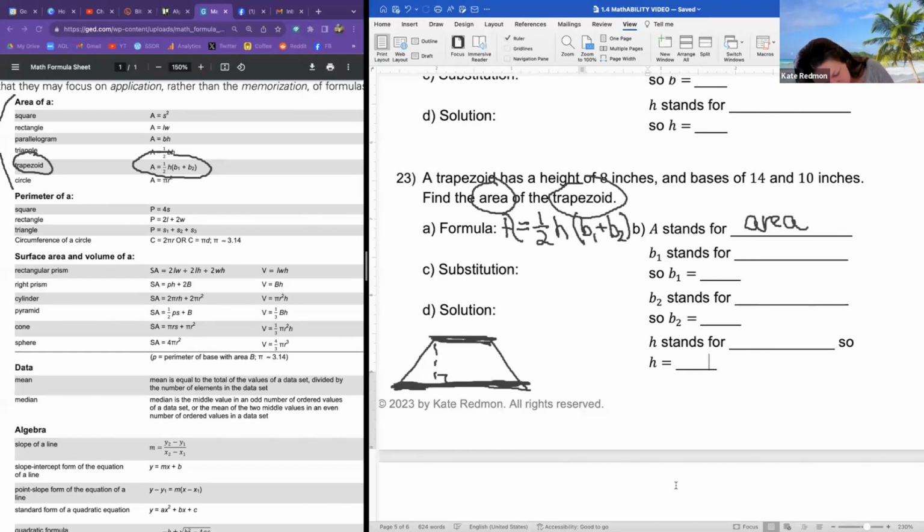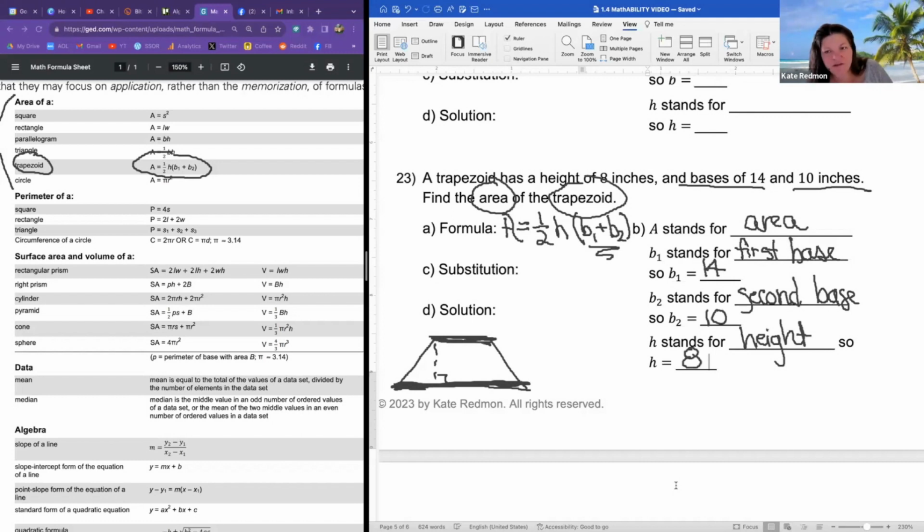So B stands for first base, or you could put base 1. And we can see we have these bases of 14 and 10 inches, and valid question, which one's first base? And great answer, it doesn't matter, right? We're just going to add them together, and it doesn't matter what order you add in. I will just use the first one, makes the most sense to me, 14. And B2, of course, stands for second base, or base 2. So B2 is equal to 10. And then what does the H stand for? The H stands for that height of the trapezoid. So the height is 8.